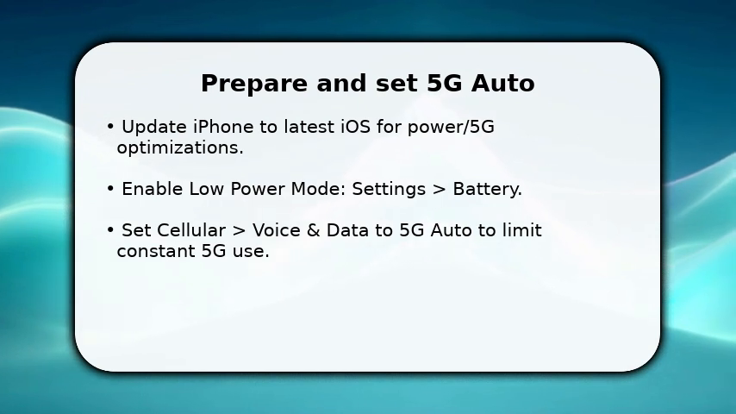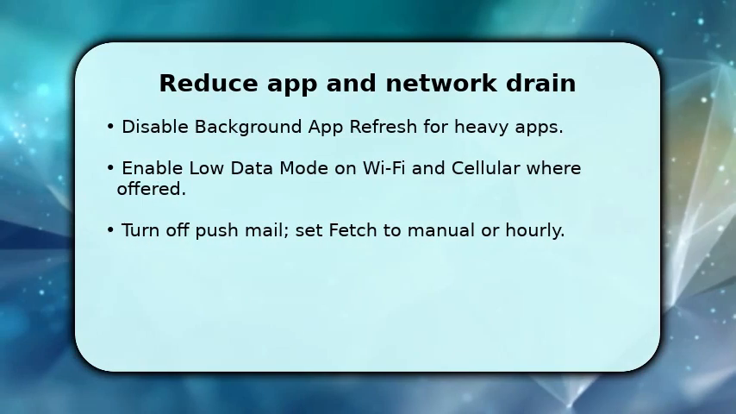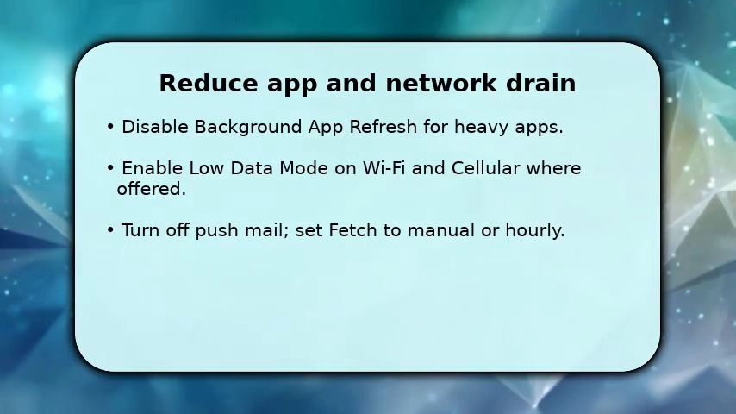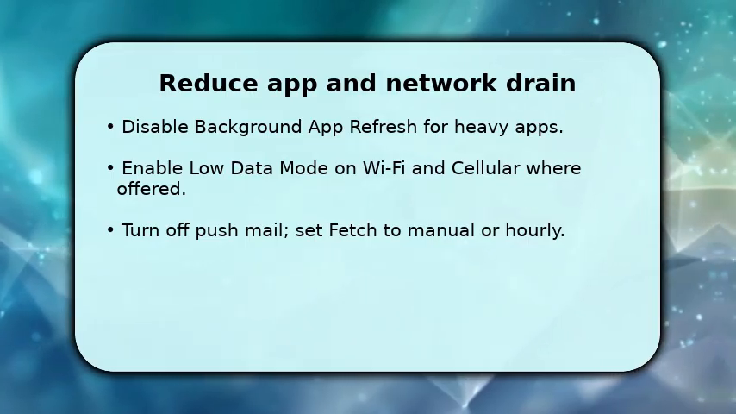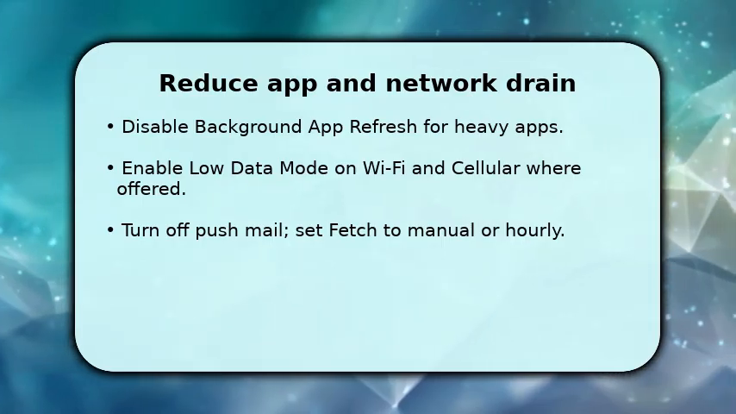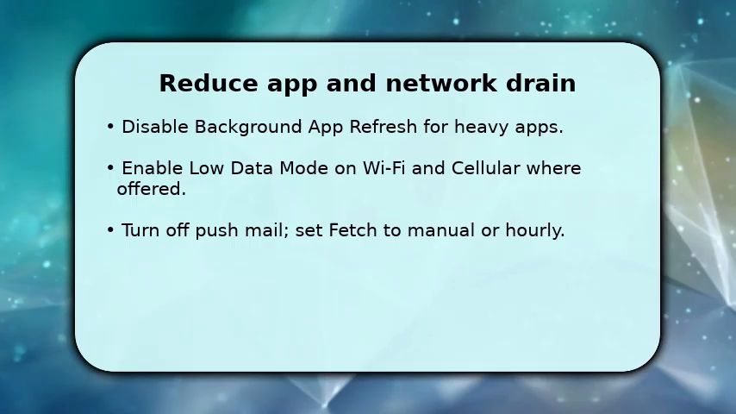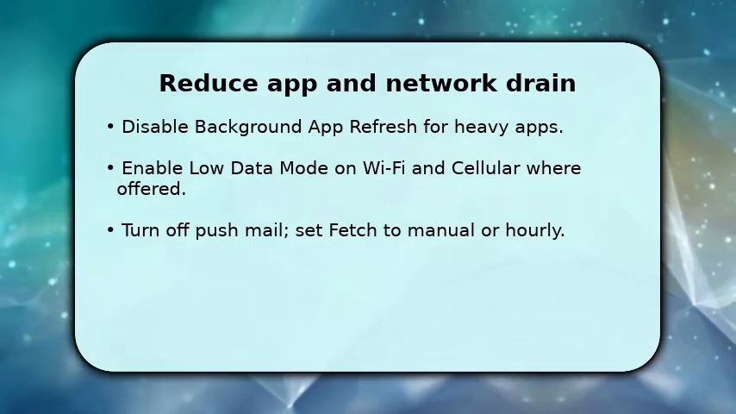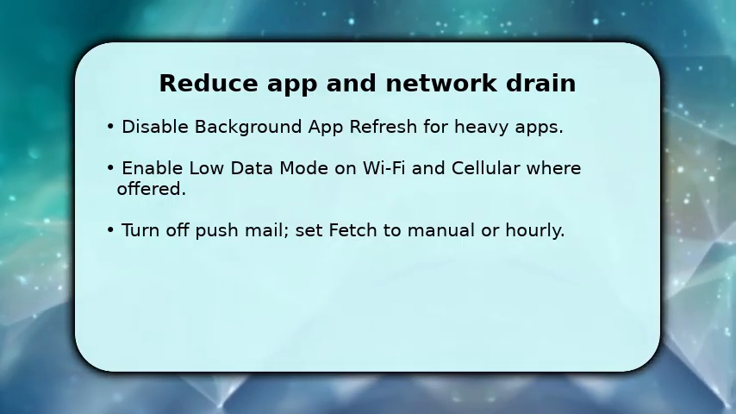Once your basic 5G auto and low power mode are set, focus on app and network behavior to keep power use low. You should disable background app refresh for data-hungry apps in Settings General so they don't wake and pull 5G constantly. Also enable low data mode on Wi-Fi and cellular profiles to restrict background transfers. Finally, change mail to fetch manually or hourly. These steps reduce the times your phone climbs back to 5G.